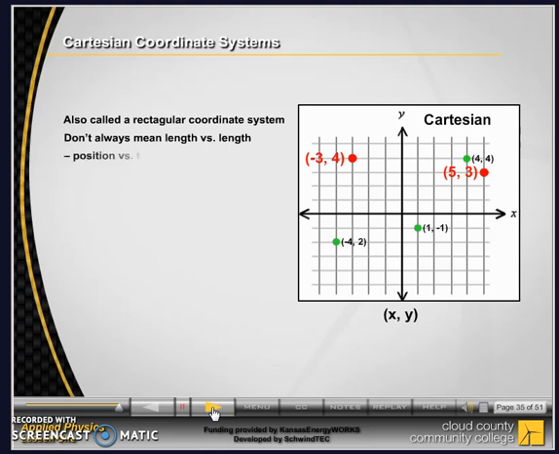Rather, they could be position versus time, or acceleration versus time, or even things like charge versus angle, or force versus distance. In any xy coordinate system pair, you really need to know what the units are associated with each of the axes, and make sure that you understand what the units on the graph represent about the information that is being plotted.